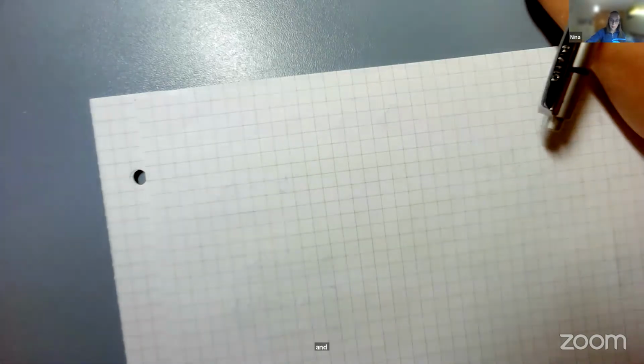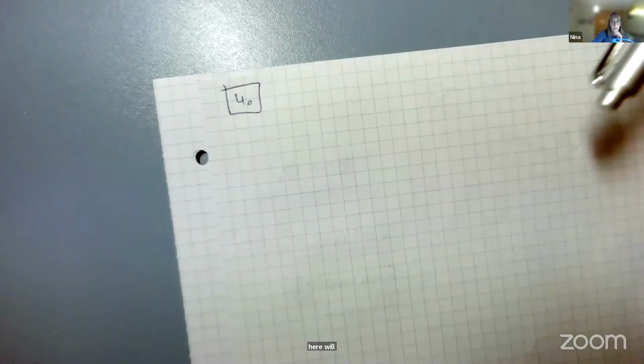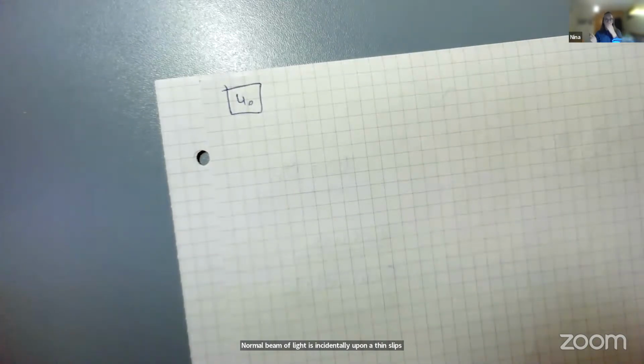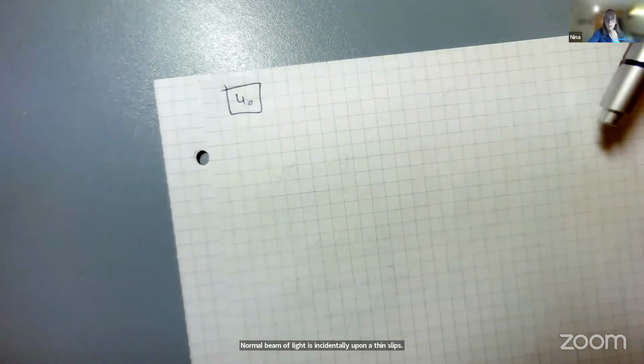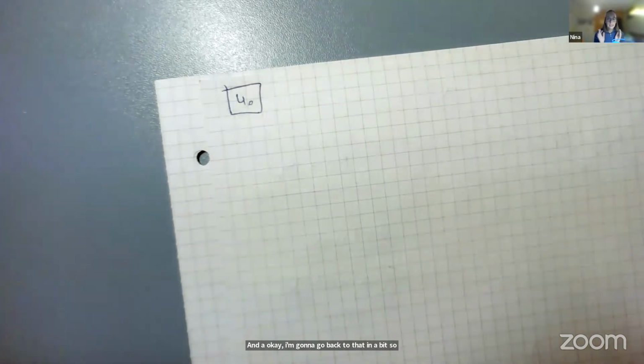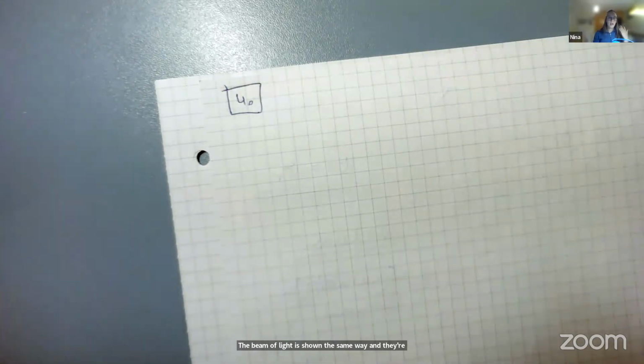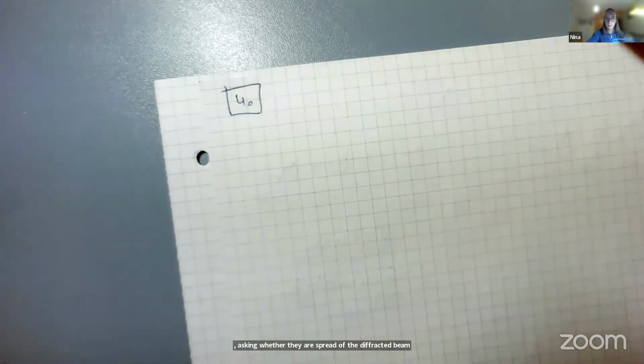And then problem 4. Narrow beam of light is incident normally upon a thin slit. The light that passes through is spread out by diffraction. Okay, I'm gonna go back to that in a bit. So problem 4, the thin slit is then put into water. The beam of light is shown the same way. And they're asking whether the spread of the diffracted beam is bigger or smaller. How does it compare to the spread in air?